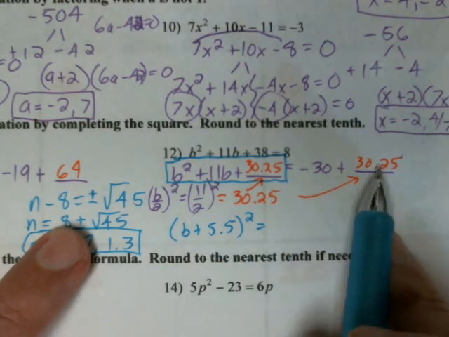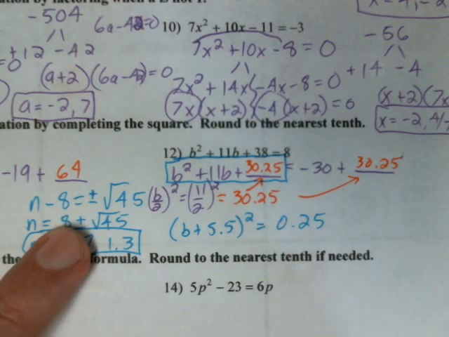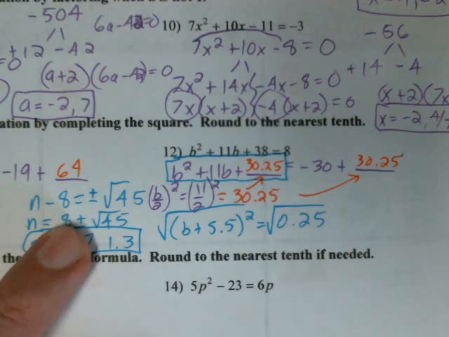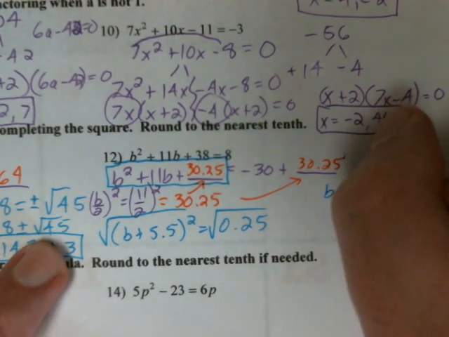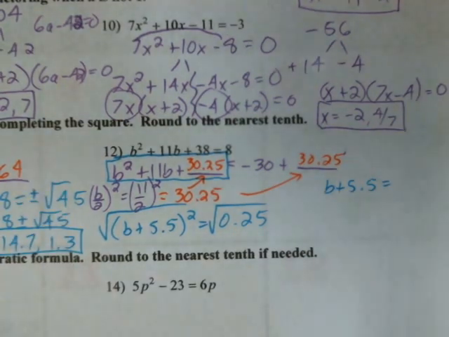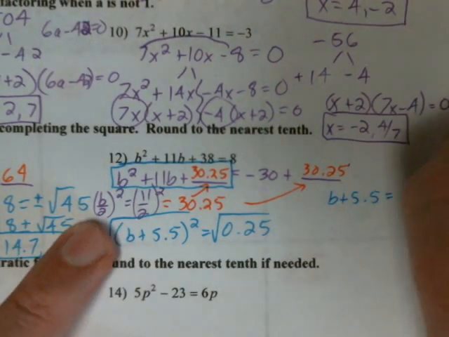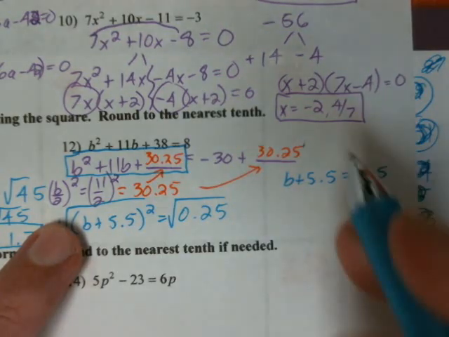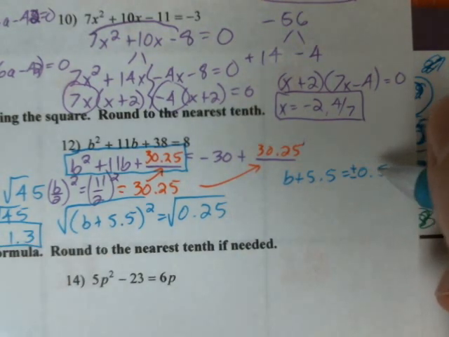Negative 30 plus 30.25 is just a quarter, 0.25, okay? Now what I'll do, I take the square root. What is the square root of both sides? When I take the square root of b plus 5.5, I just get b plus 5.5. When I take the square root of a quarter, the square root of 0.25, that's a half. So that's going to equal 0.5, okay? So now it's not going to equal 0.5. It's going to equal what? Plus or minus 0.5. Don't forget that plus or minus.